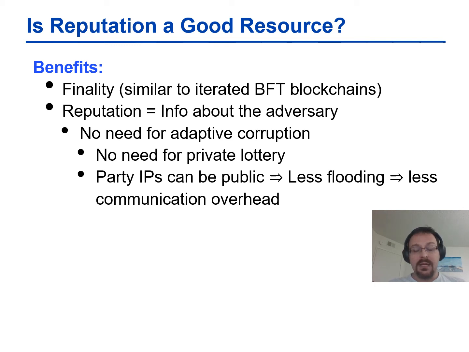More importantly, the reputation can be thought of as information that is given to us about the adversary. And this, for example, means that we don't need to worry about adaptive corruptions, right? A party with high reputation will not get corrupted with more than the probability that his reputation indicates. So this means that we don't need to have the lottery itself private. We just need to worry about the randomness.